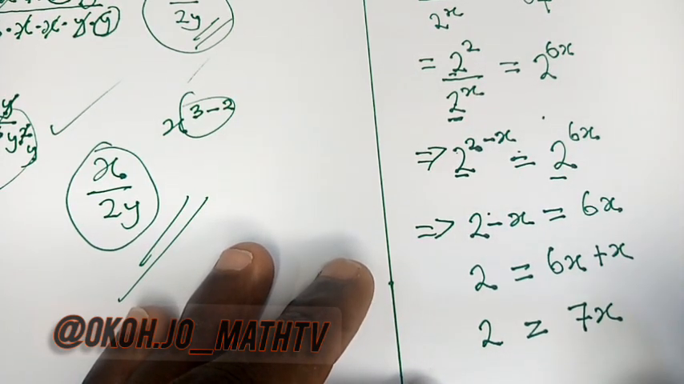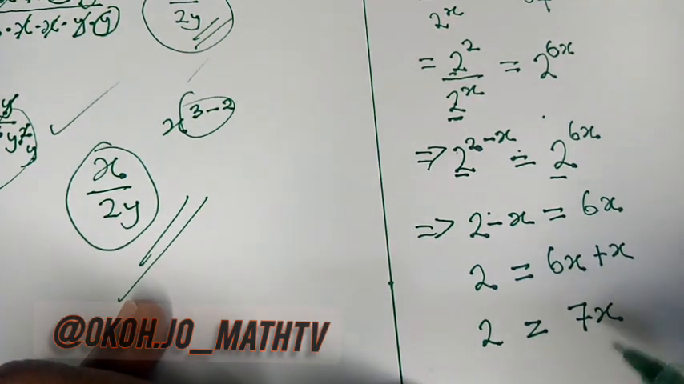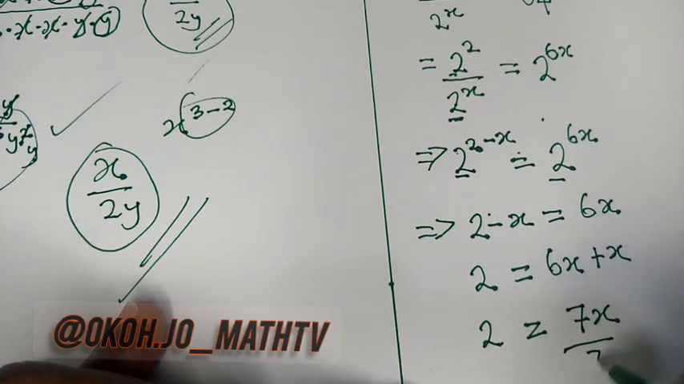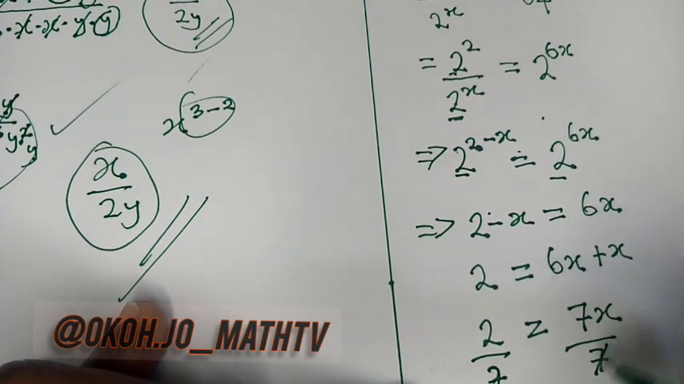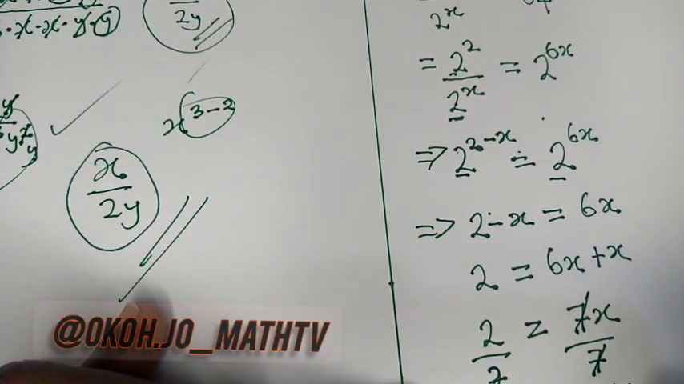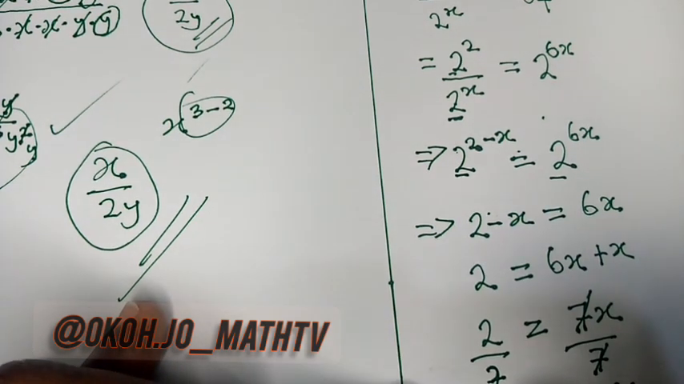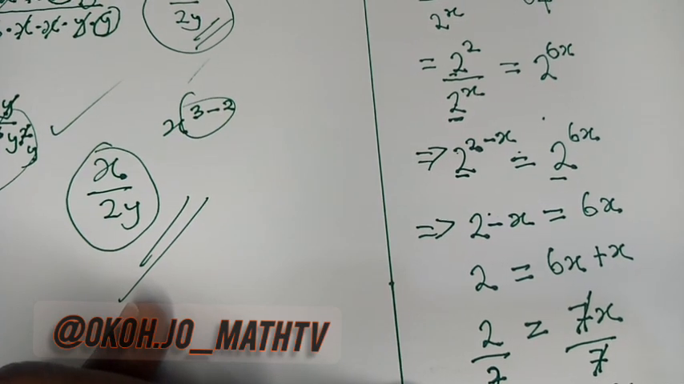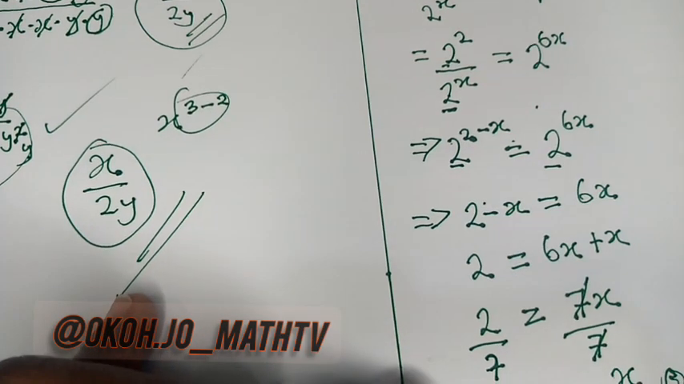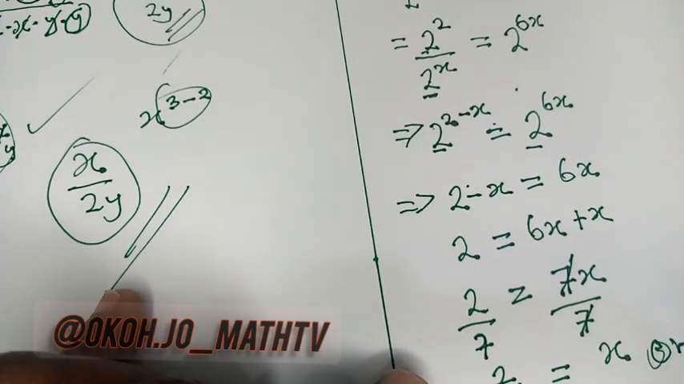So we now have 2 equal to 7x. Is that clear? So now we need to divide both sides by 7 to make x stand alone. So this is over 7 and over 7. Is that clear? This 7 can cancel this 7. X is now standing alone, which is equal to 2 over 7. So it's either you say 2 over 7 is equal to x, or you say that x is equal to 2 over 7. And that is our final answer. Thank you.